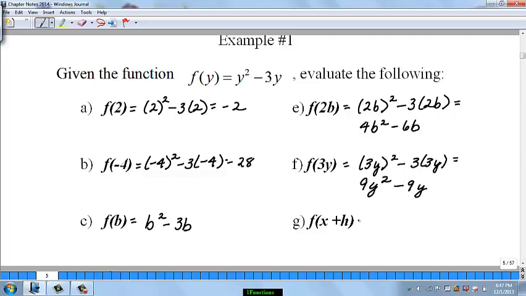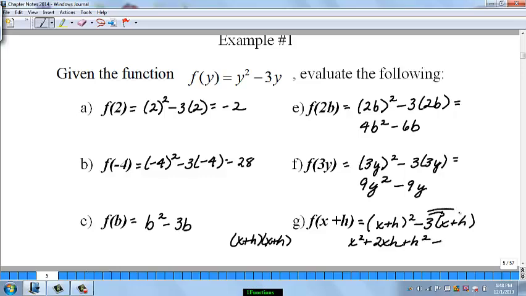Now this one here says f of x plus h. So wherever this x plus h is going to be here, it's going to be here and here. So let's practice that. So I have x plus h squared minus 3 times x plus h. And if you remember, when this is x plus h squared, you can do that over here if you want, but x plus h times x plus h is going to be x squared plus 2xh plus h squared minus, and then we're going to go through and do that, 3x minus 3h.